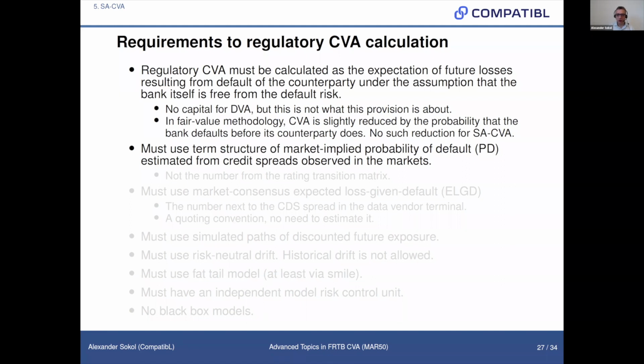Now, you must use a term structure of market-implied probability of default estimated from credit spreads observed in the market. So again, not the number from the rating transition matrices. The difference between them is actually absolutely enormous, so you need to really appreciate this important distinction. There is something I'm sure everyone here is familiar with, called the market price of risk. The market price of risk is the price, or change in price, for riskier investments relative to risk-free or less risky investments, because traders don't like to take risk.